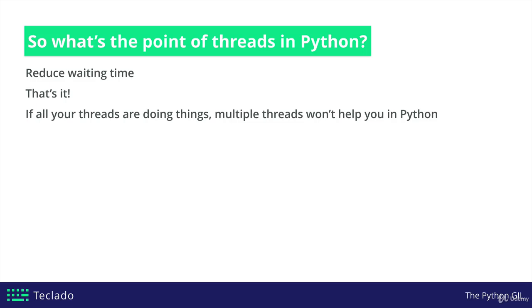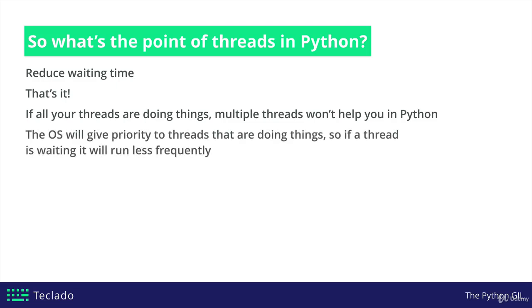And the reason this works is because the OS is going to give priority to threads that are doing things. So in this case, our mathematical calculation thread. If a thread is waiting, it's going to run less frequently because the OS is going to realize that there's a thread that wants to use the CPU and there's a thread that doesn't. So we'll probably run the one that does a bit more often so that it gets a bit more time on the CPU.